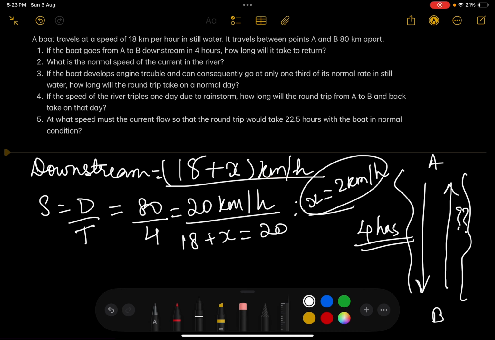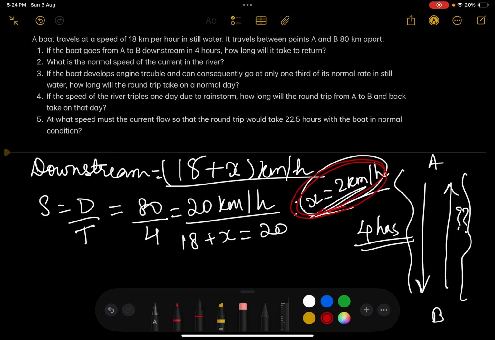Therefore, what do we understand? What had we considered as x? x was the speed of the current, the speed of the flow, that is 2 kilometer per hour. That's what we have found out. And this is the second question, since we have already found this out: what is the normal speed of the current in the river? For that also the answer is 2 kilometer per hour. We have found out the speed of the current in the river.